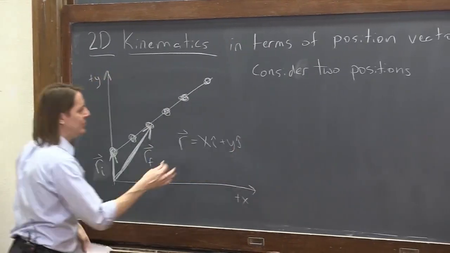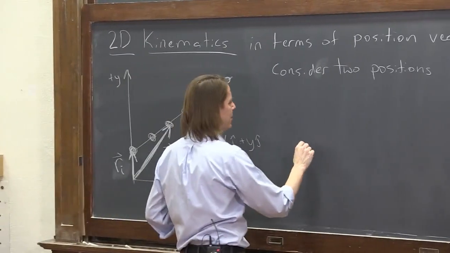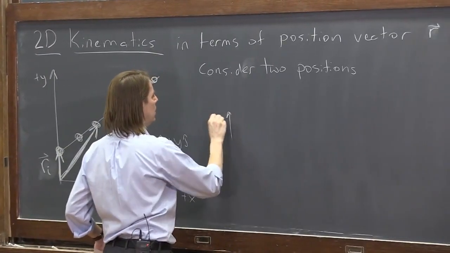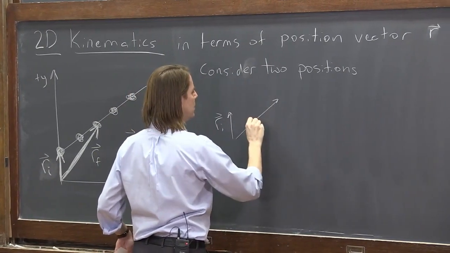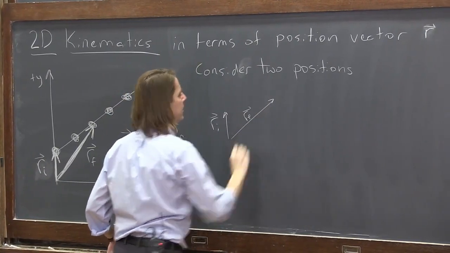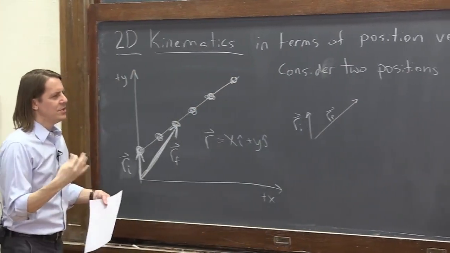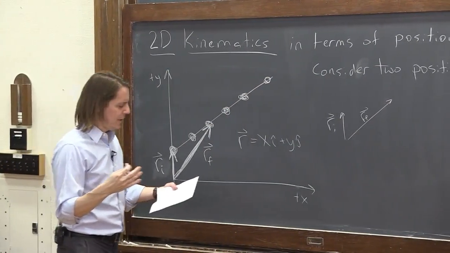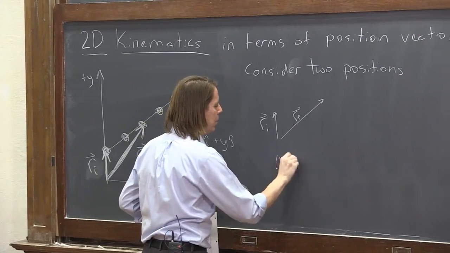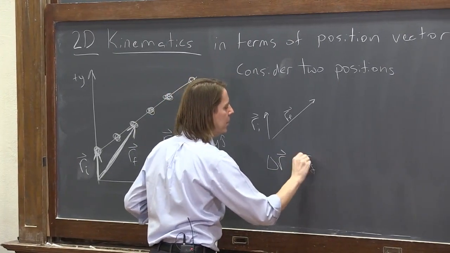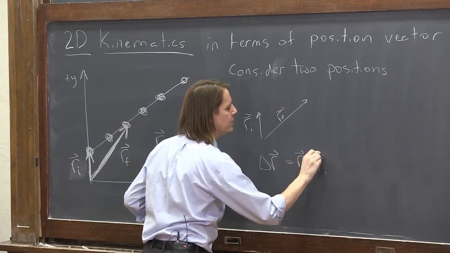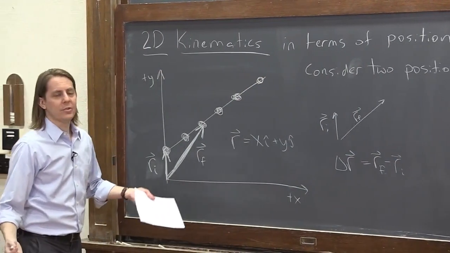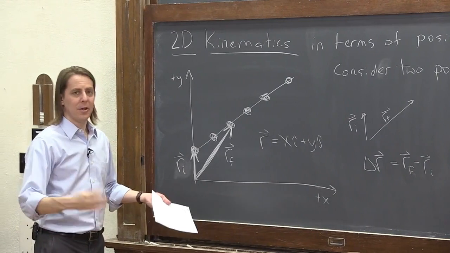Right? So let's look at these two positions. Now let's draw them on top of each other here. So here is our initial, and here is our final. But we want to get the change, delta r. Right? So delta r is what? Delta r is the displacement, r final minus r initial. Just like delta x was the displacement, x final minus x initial.